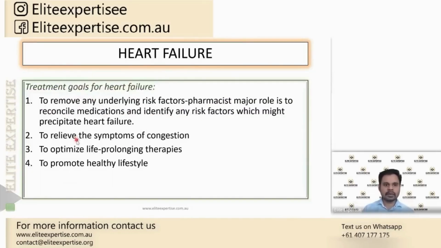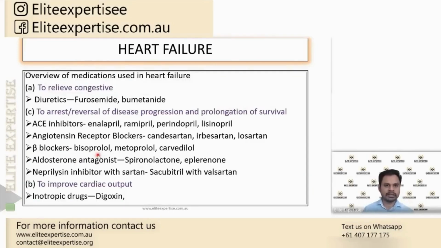And then our next goal is to optimize life prolonging therapies. To do that, we can give certain drugs that can arrest or reverse the disease progression. These are the drugs that prevent further disease progression, and they also help to prolong the survival of the patient. They help in increasing the life of the patient.